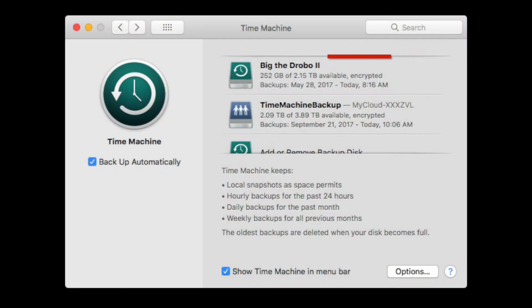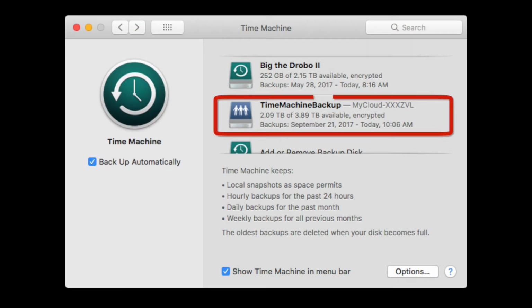All right, and that's why I've configured Time Machine to back up to a local hard drive and then to my NAS drive, my network attached storage drive. And it alternates between the two, so when I back up at 10 a.m. it backs up to the local USB disk, at 11 o'clock to the wireless disk, at noon to the local disk, at 1 o'clock to the wireless disk, and so on and so on.